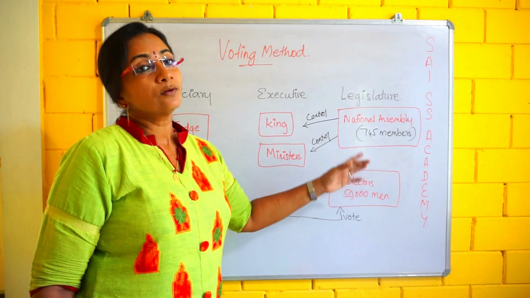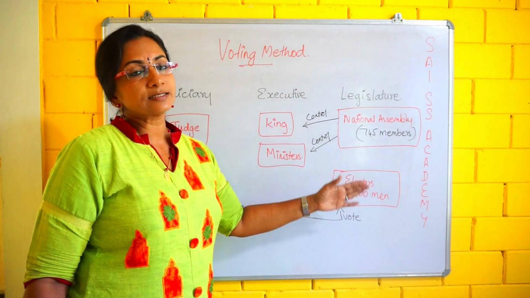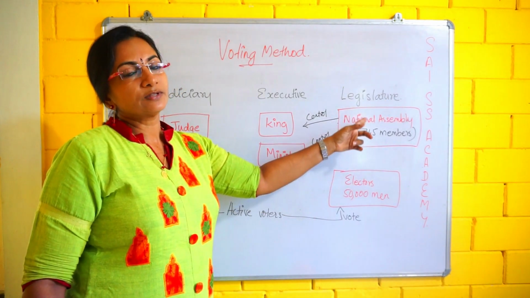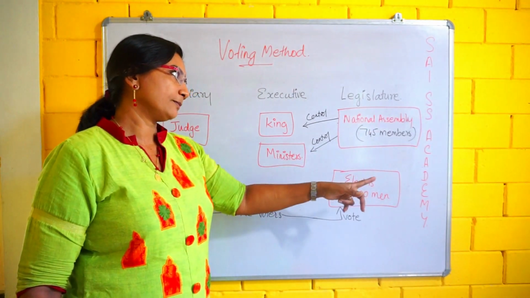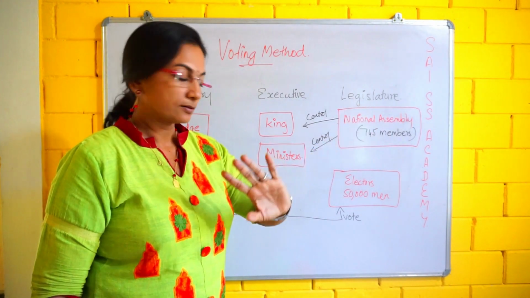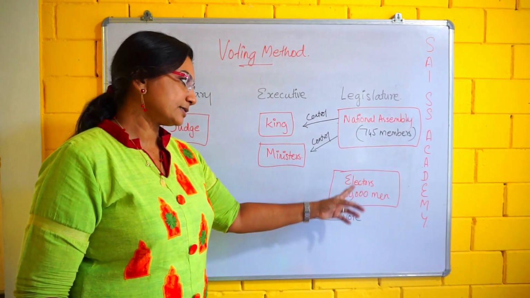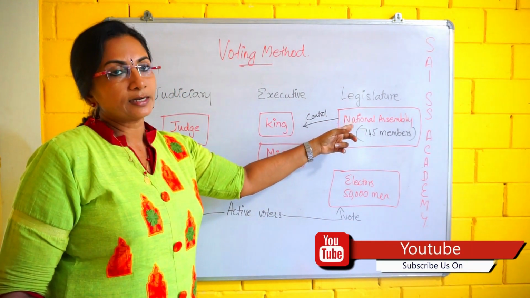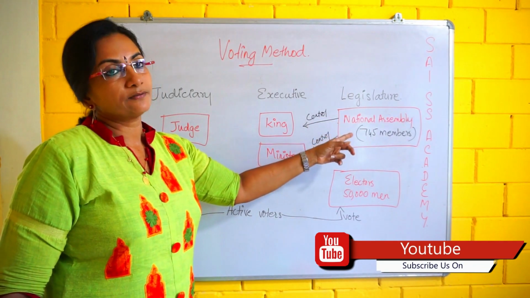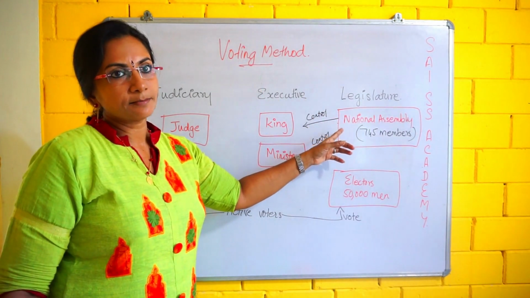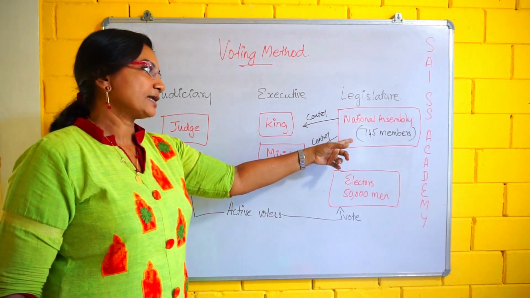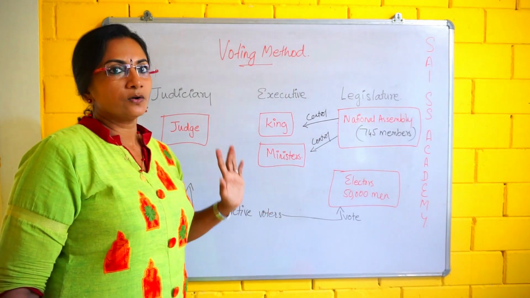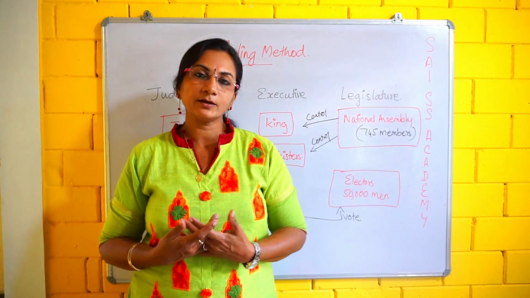They are voting for the electors who are 50,000 in number. Later, those electors vote for the National Assembly. The National Assembly consists of 745 members. You got it? The active voters vote for the electors, the 50,000 men, and these electors vote for the National Assembly of 745 members. Understood? These National Assembly members control the executive, and the executive consists of the king and the ministers. Understood? Okay. Children, I thought that you understand the voting method of France at that time.